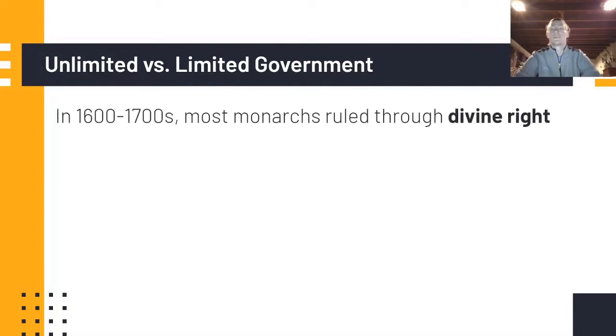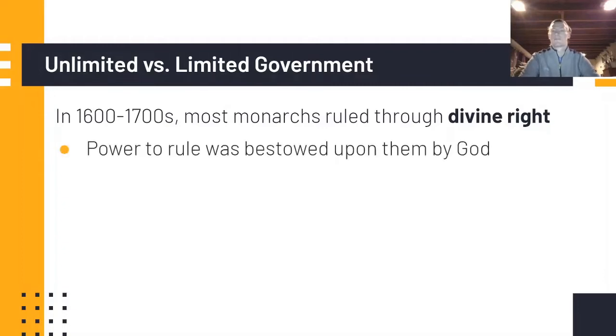In the 1600s and 1700s, most monarchs are going to rule through this idea known as divine right. I'll go into details as to what divine right is, but first you're going to see the stark contrast of divine right and rulers that rule through this method versus the way that we keep law and order in our very own Gibsonia. You'll see the stark contrast shortly.